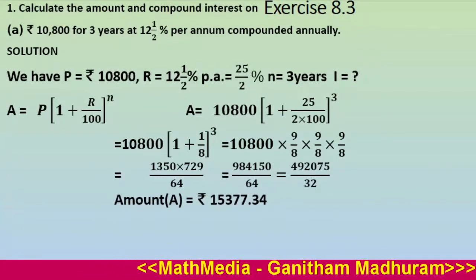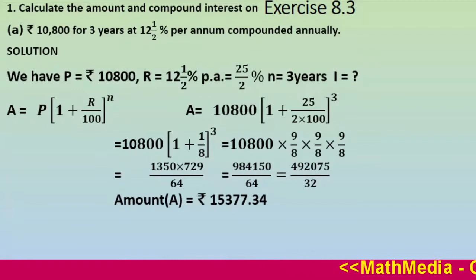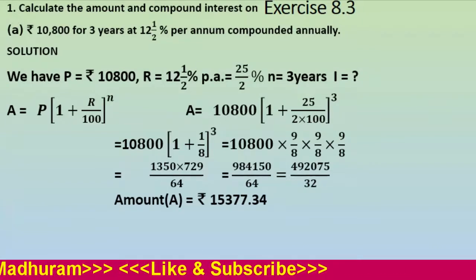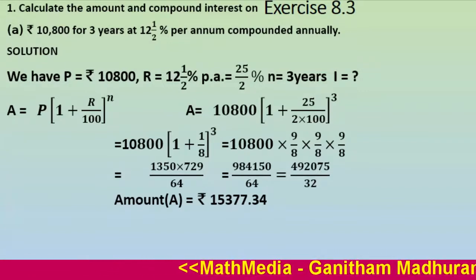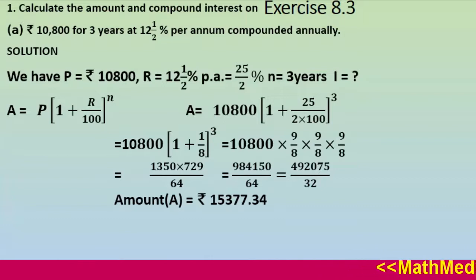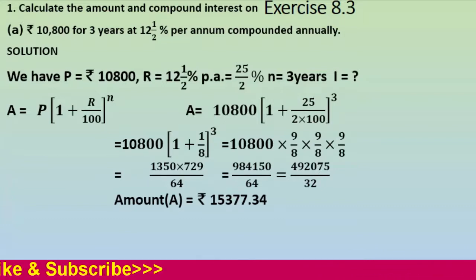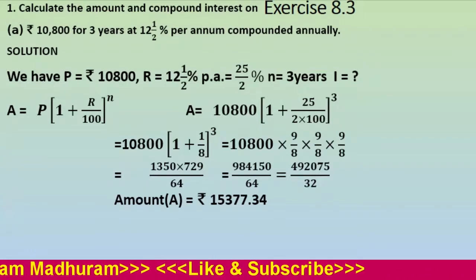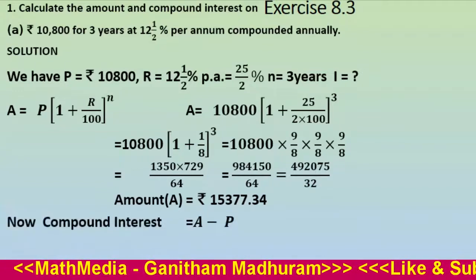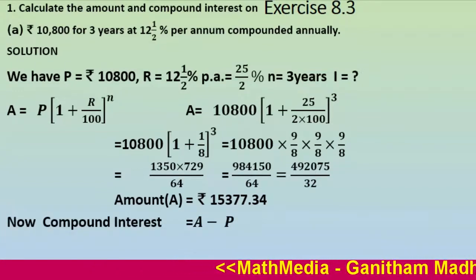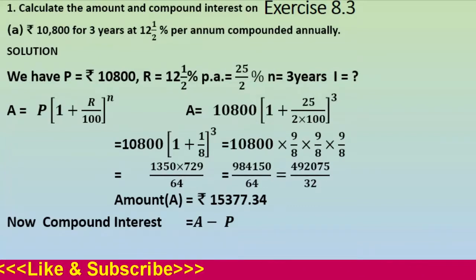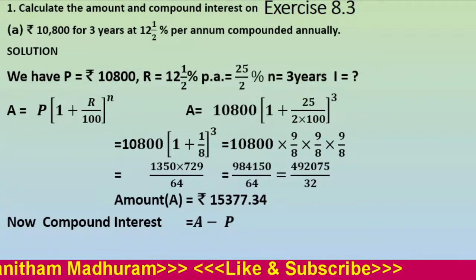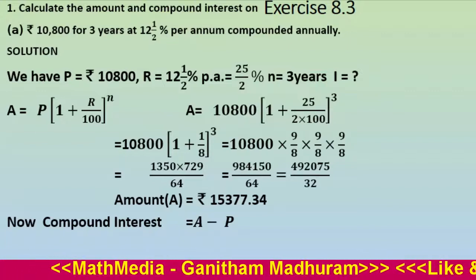While dividing 4,92,075 by 32, we will get the quotient as 15,377.343. We can take up to 2 decimals, so we get the answer as rupees 15,377.34. This is the amount we got.